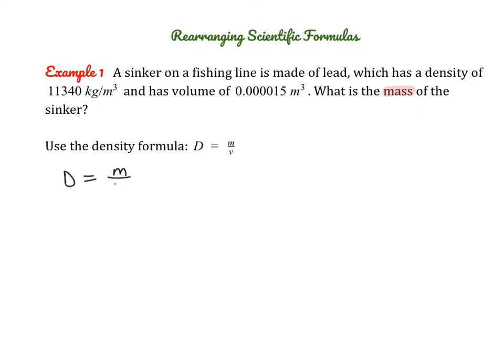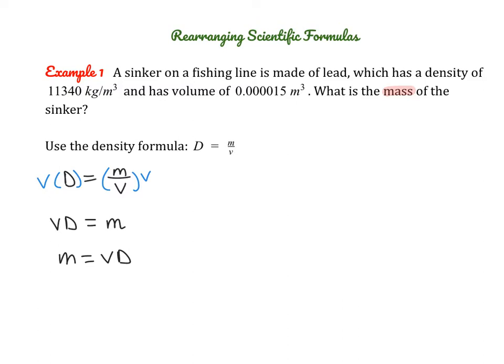So here's our density formula, and if I want to solve for M, that means I want to isolate M, so I need to get rid of this V. So the inverse of dividing by V would be multiplying both sides by V. So this gives us V times D equals M. Or we could say mass equals volume times density.